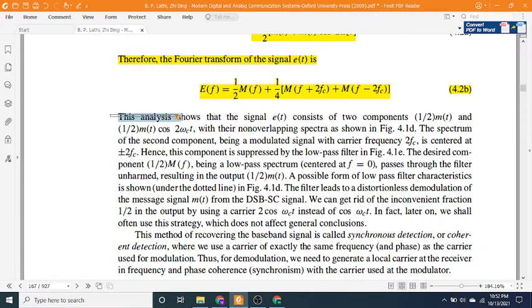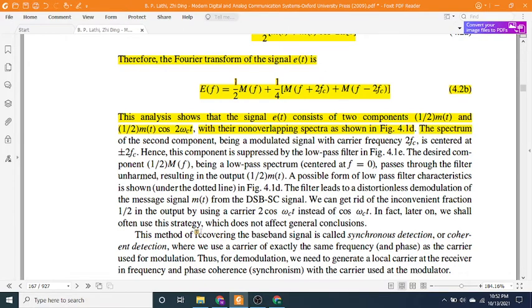This analysis shows that the signal e(t) consists of two components, (1/2)m(t) and (1/2)m(t) cos 2ωct, with their non-overlapping spectra as shown in Fig. 4.1d.